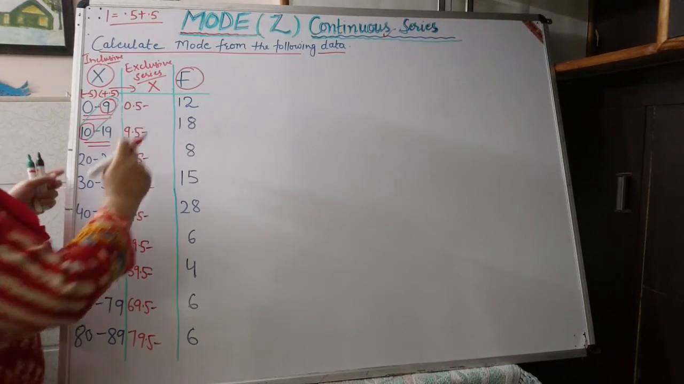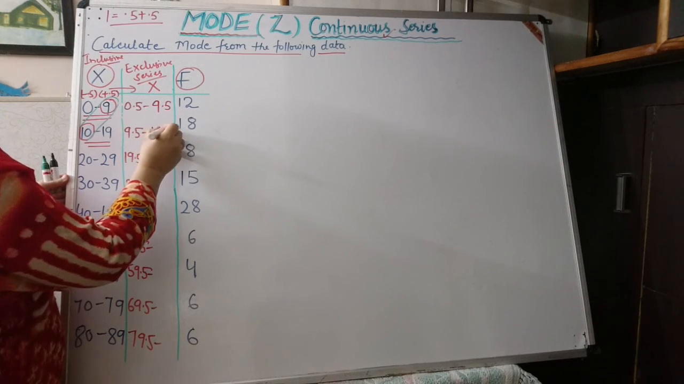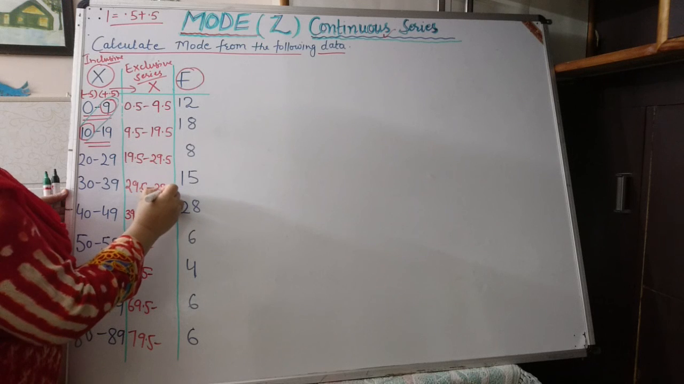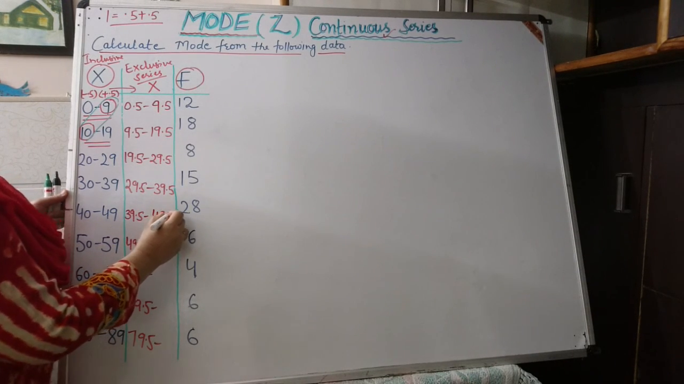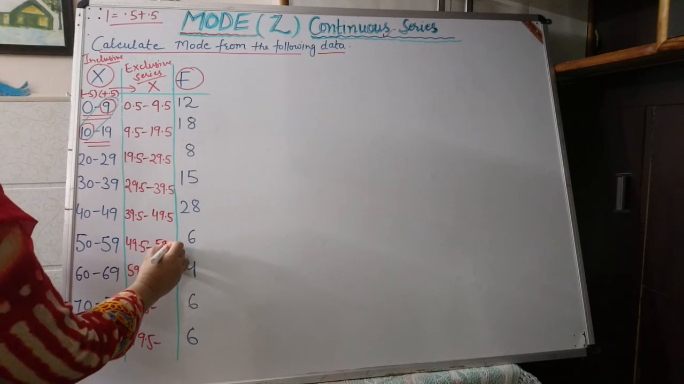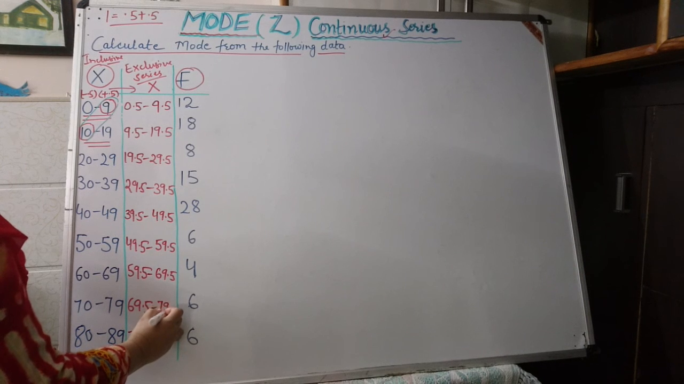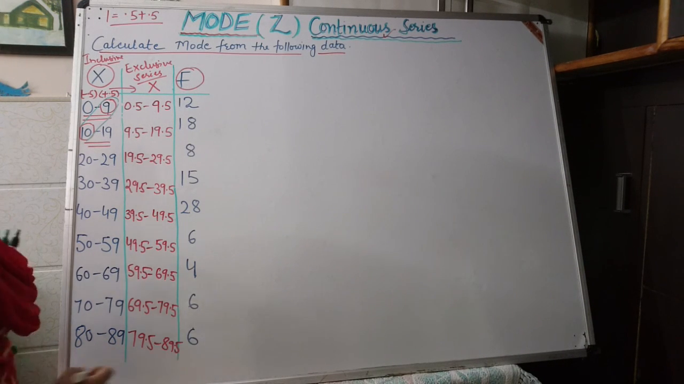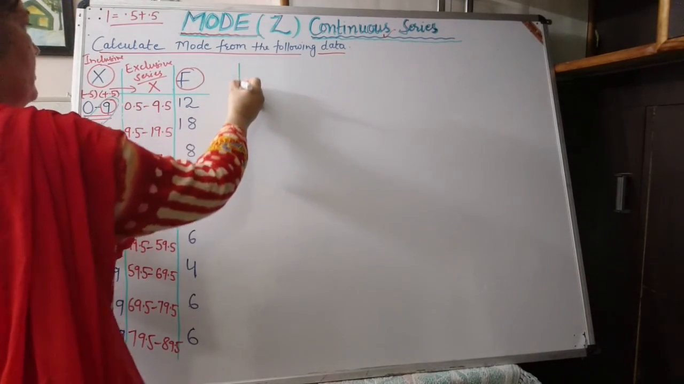And we will add 0.5 to the upper limit. It will be 9.5, 19.5, 29.5, 39.5, 49.5, 59.5, 69.5, 79.5 and the last one is 89.5. And here the frequency is also given.